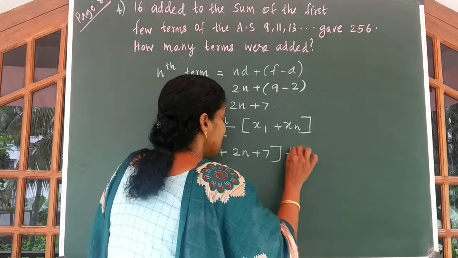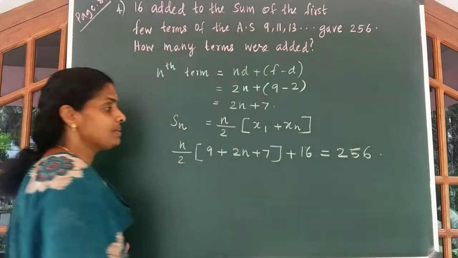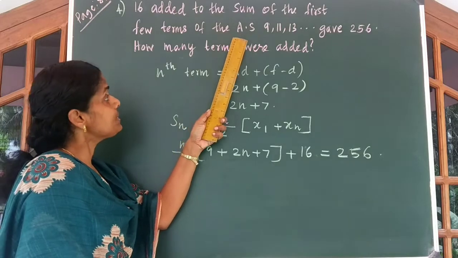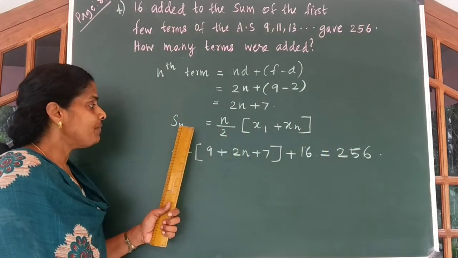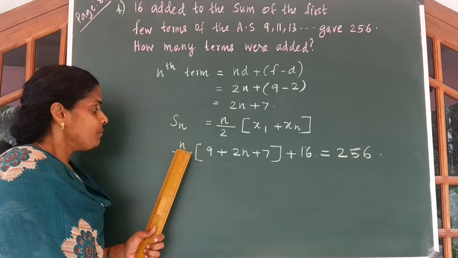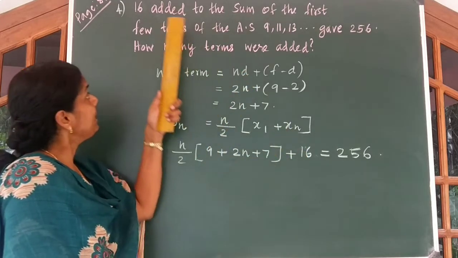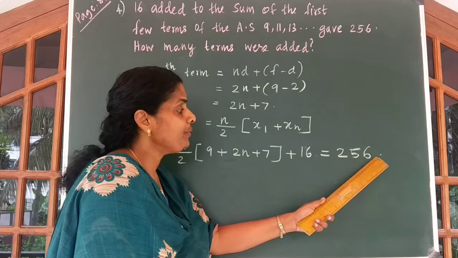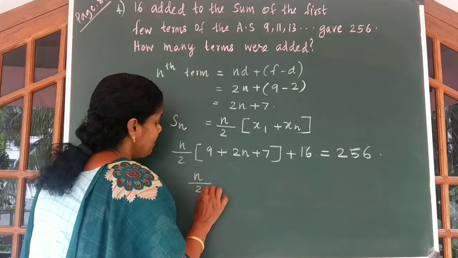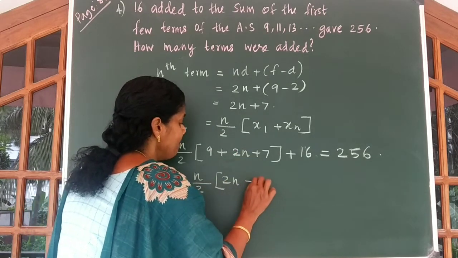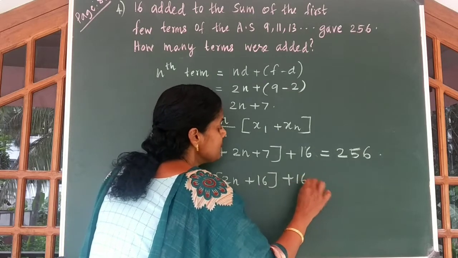So we can write plus 16 is equal to 256. Is it clear? Sum of first few terms added to 16 gives you 256. So first of all I wrote sum of terms which is n by 2 into first term plus nth term, to which we have to add 16 which is equal to 256. Now let us simplify the first part. We get n by 2 into 2n plus 9 plus 7 gives you 16, added to 16 is equal to 256.